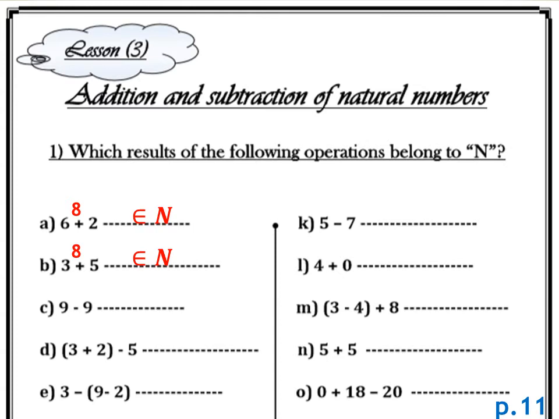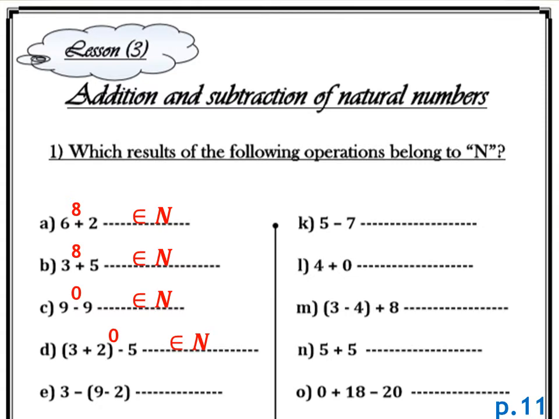In letter C, 9 minus 9 equals 0, and 0 belongs to N. Here, 3 plus 2 minus 5. We have to put it on the calculator like this: 3 and 2 between brackets, then minus 5. Let's solve it together. 3 plus 2 equals 5. 5 minus 5 equals 0. So the answer is 0, and 0 belongs to N.